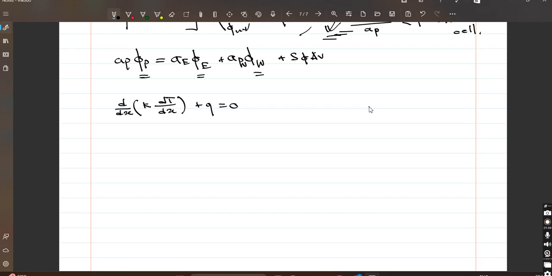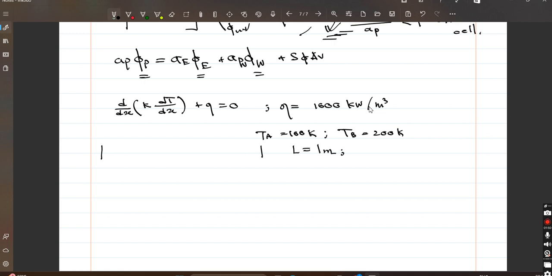All right, now say the Q is constant, say 1000 kilowatt per meter cube, and we'll have two boundaries, TA and TB. We have the domain size L equal to, say, 2 centimeter, or let's make it simple, let's make it 1 meter. K is 0.5 watt per meter per Kelvin.